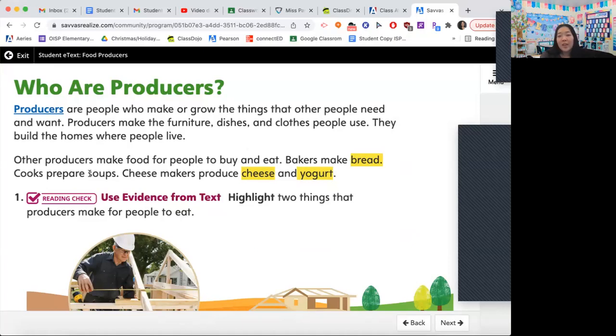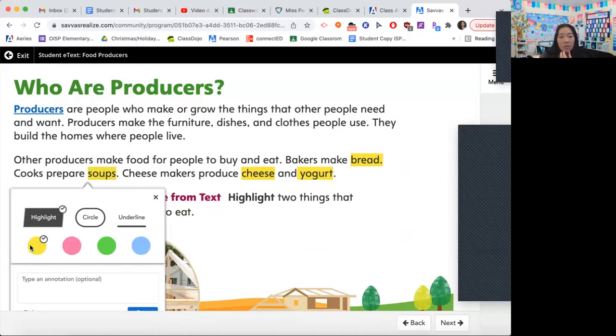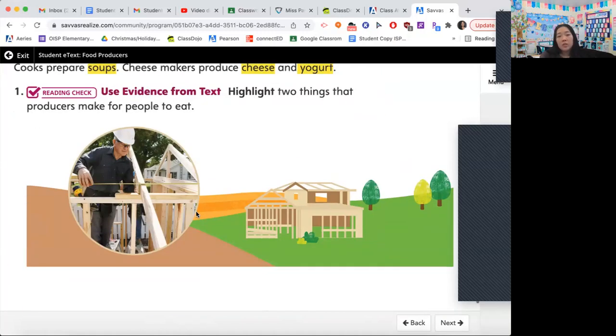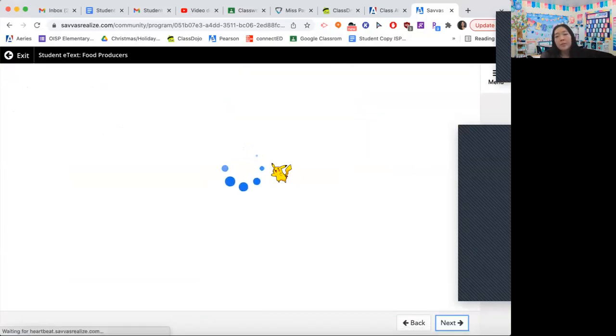Soup, very good, Sierra. Awesome. Let's move on. So here there's a builder who is building a home for someone.